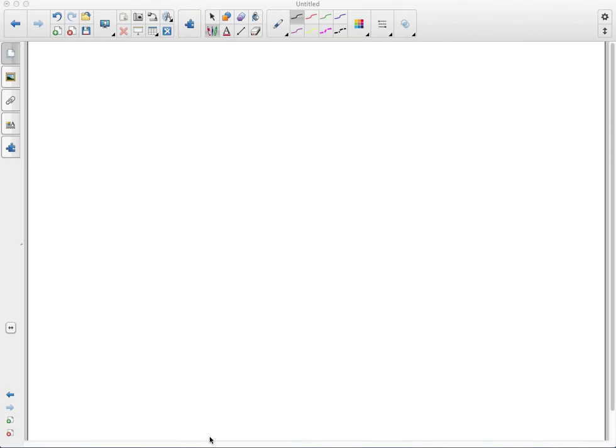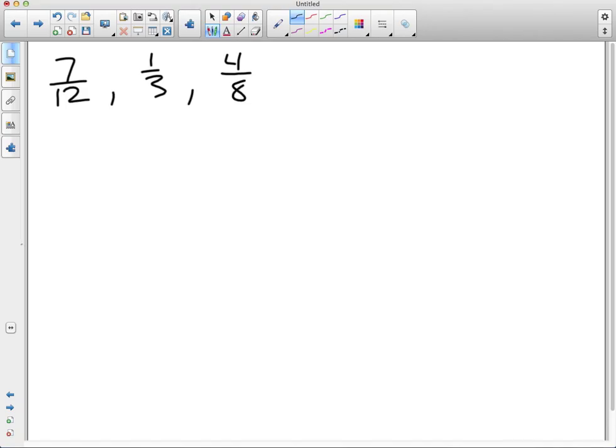Okay, so we've been working on comparing fractions. Let's go ahead and compare 6 different fractions at this time. Let's start with 7/12, 1/3, 4/8, 24/50, 1/4, and 9/10.